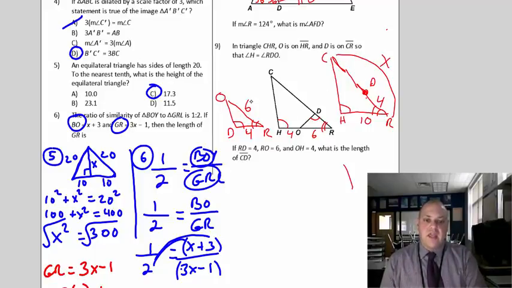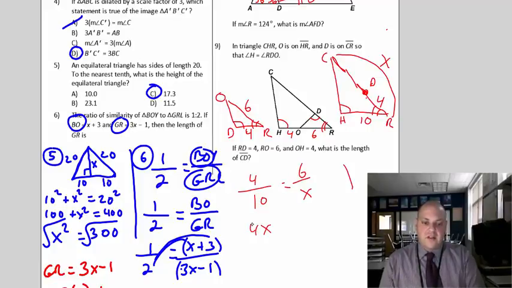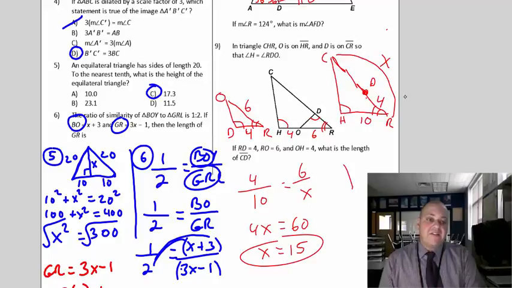So let's do that. We have a proportion. We have 4 is to 10 as 6 is to X. 4x equals 60. X is 15. I think we know that. That's easy right now, right? X is 15, but CD is only part of the whole.